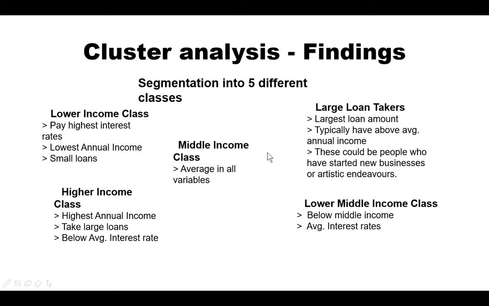Then there was the middle class, and two other classes. The first was the large loan takers, which took typically the largest loans and had above average annual income. And these could be the people that had started new businesses. And there was the middle lower income class, which basically had its variables a little below average.